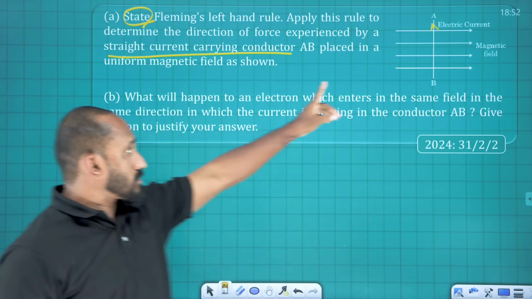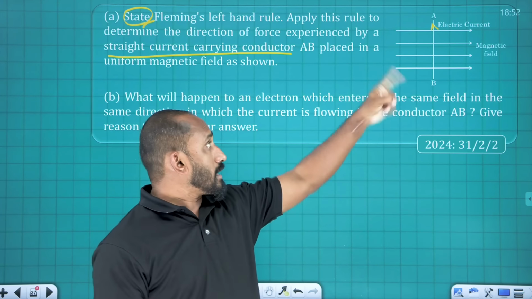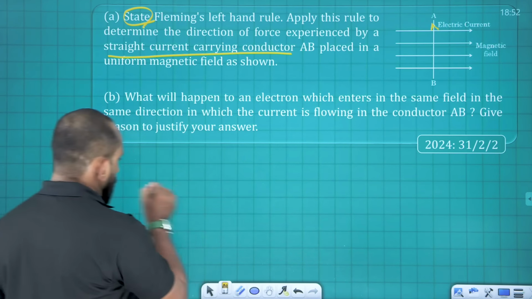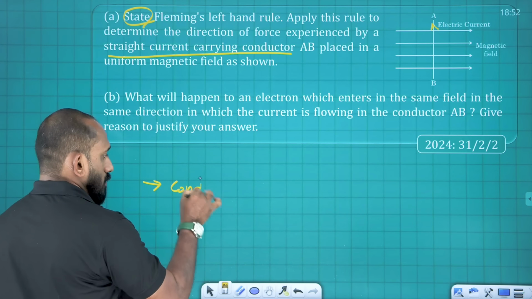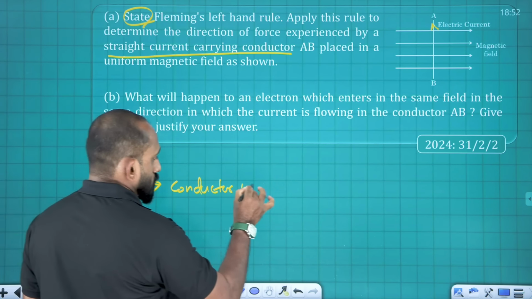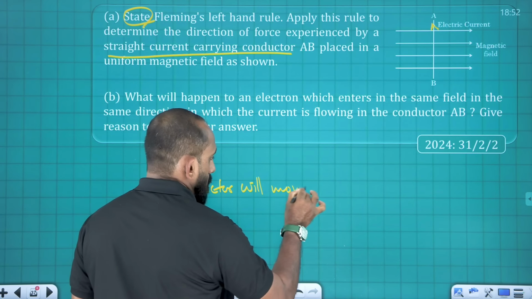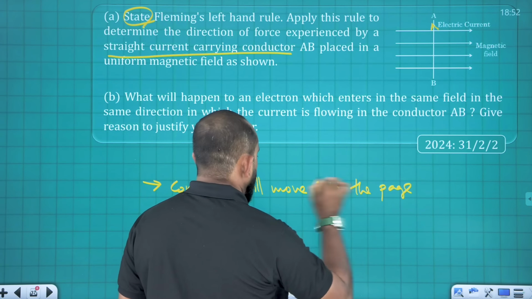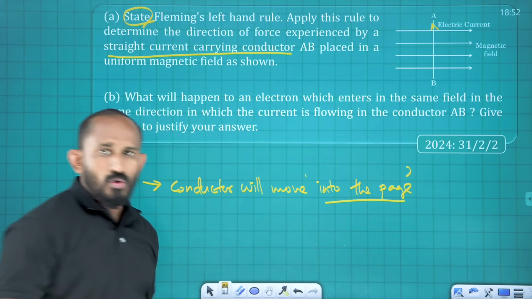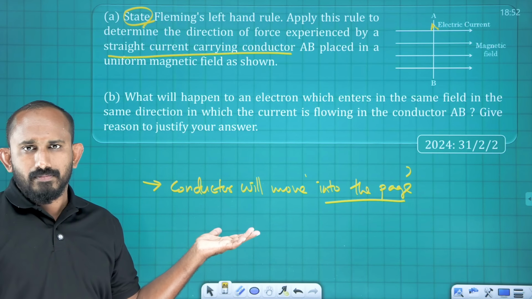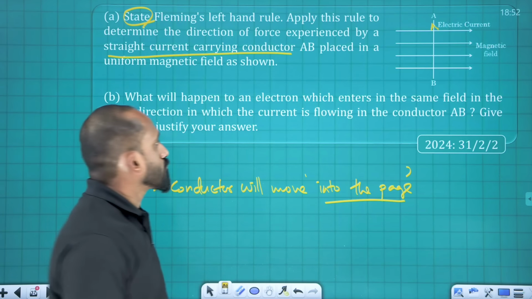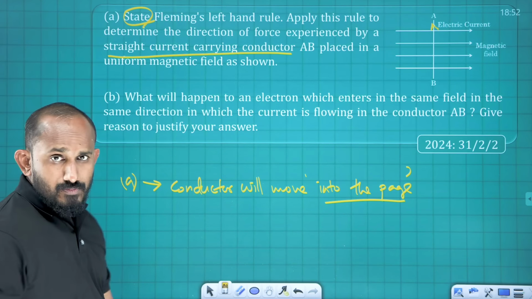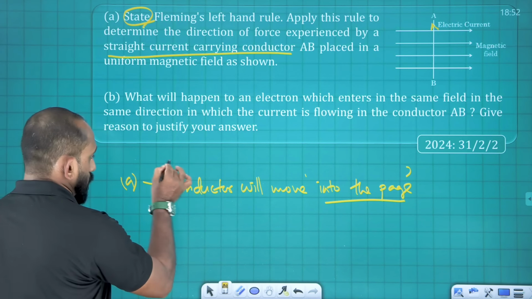This rule we use. Here the magnetic field is in that direction, current upward, then the thumb is inward. So we can say the conductor will move into the page, or downward. So this is part A. Apply the rule; the statement should be given.